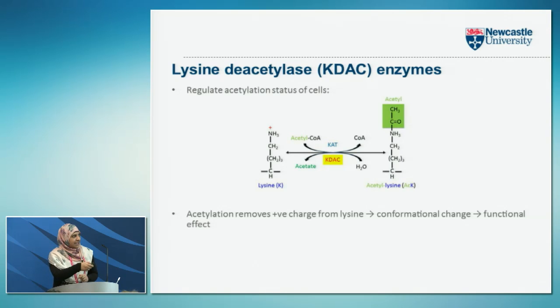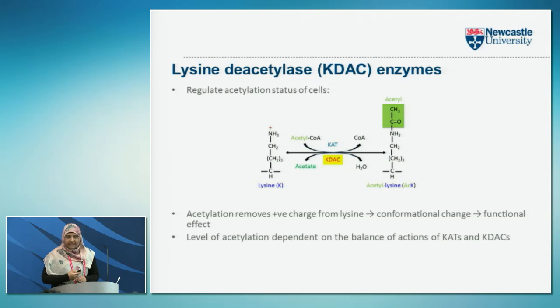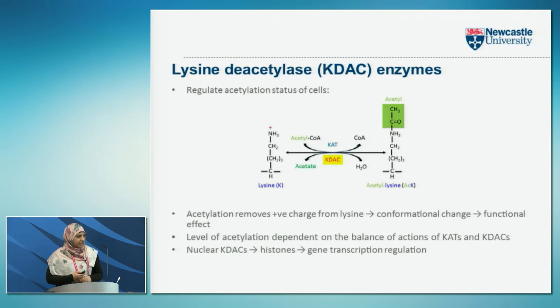So KDACs catalyze the reverse reaction, and the level of acetylation is dependent on the balance of actions of CATs and KDACs. A decrease in KDAC activity would result in an increase in the acetylated environment in the cell. So most KDACs are present in the nucleus, where their function is to regulate histone acetylation. Histones interact with DNA and are therefore responsible for gene transcription regulation.